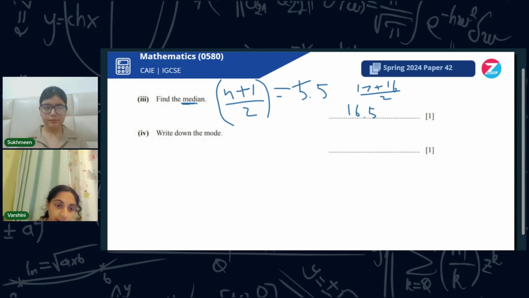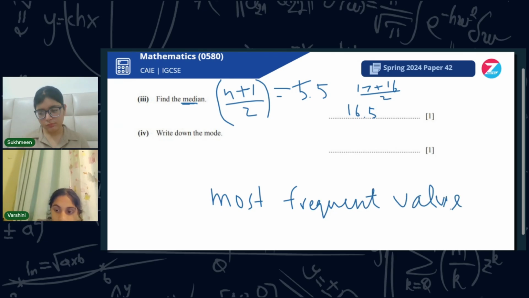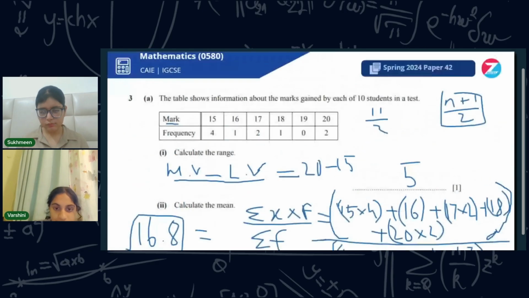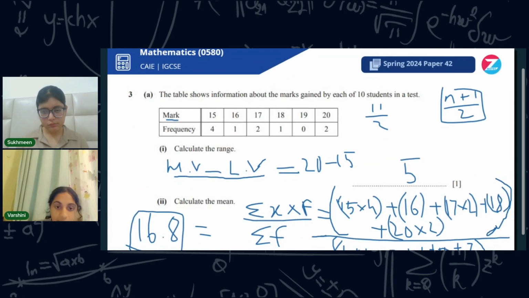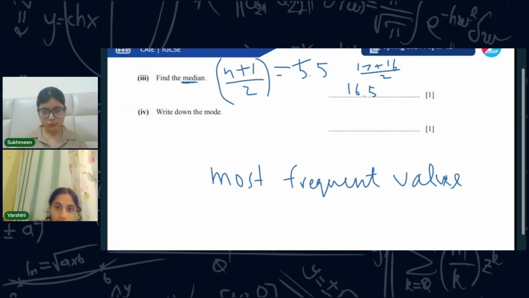Okay, write down the mode. So we know the mode is the most frequent value. So that's going to be the value with the maximum number of frequencies, the value that's coming the most, repeating the most. And over here, we can see very clearly that 4 is the maximum frequency. So that is going to be 15 as the most frequent value.